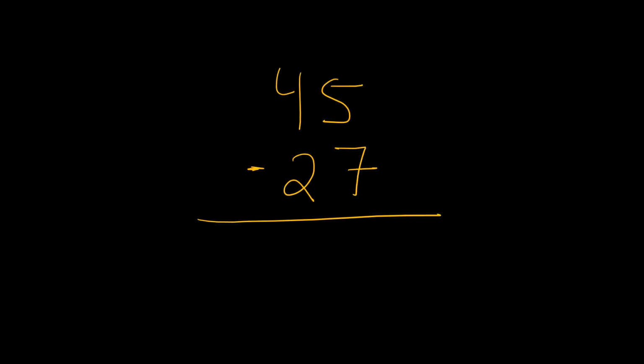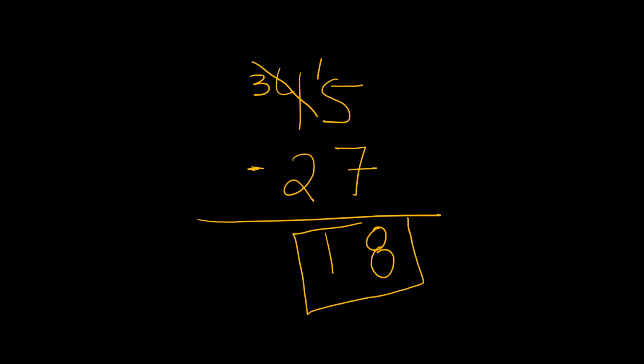In this example, I have 45 minus 27. So I can't subtract 7 from 5. I'm going to have to borrow. What that means is this 4 becomes a 3, the 5 becomes a 15. Now I have 15 minus 7. That's going to be 8. And then I have 3 minus 2. That's going to be 1. And so my answer would be 18. Let's work another example.